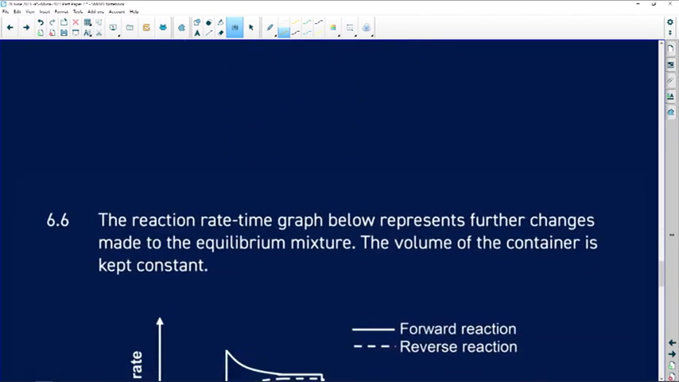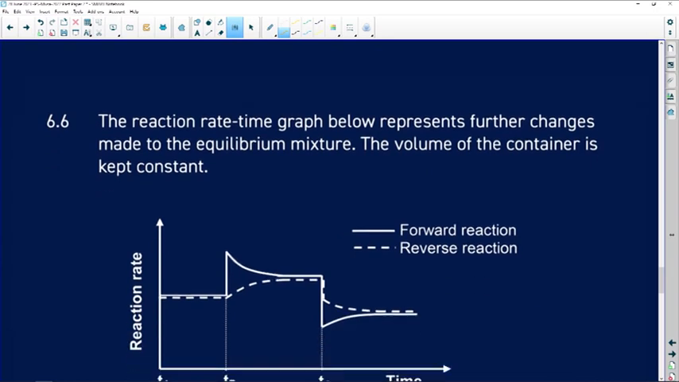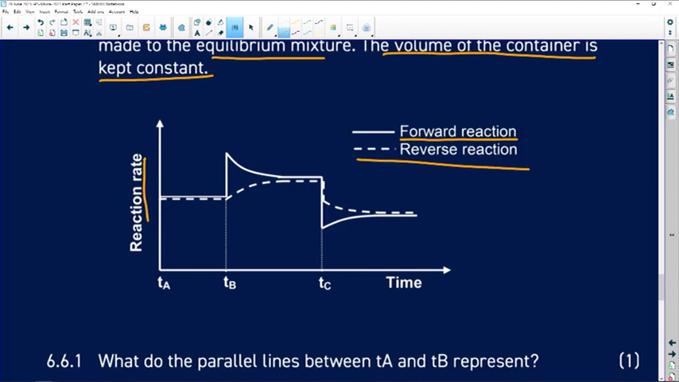All right, let us look at 6.6. The reaction rate time graph below represents further changes made to the equilibrium mixture. The volume of the container was not changed this time, it was kept constant. Let us look at our graph here. We are given that the dotted lines are the reverse reaction, and the visible line is the forward reaction. We are given the reaction rate on this side, and the time on the x-axis.